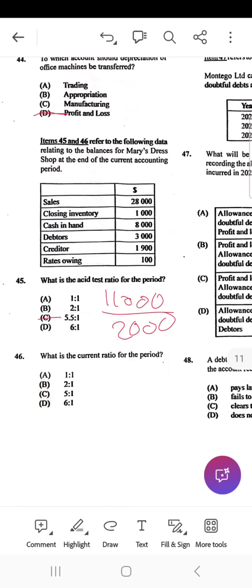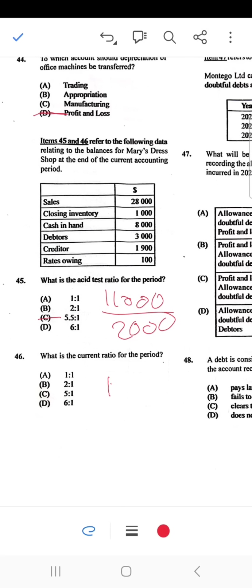Number 46, what is the current ratio for the period? So that will be all of your current assets divided by your current liabilities. So we're going to include inventory on this one, which will bring the number up to 12,000. And we're going to divide it by our current liabilities of 2,000. 12,000 divided by 2,000 is 6. So the answer will be D, 6:1.